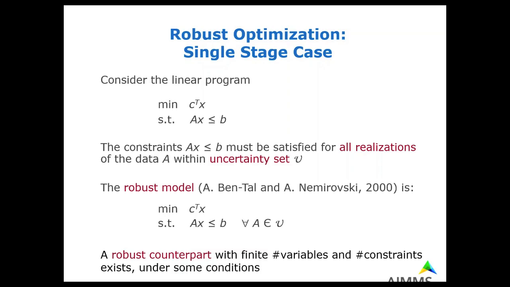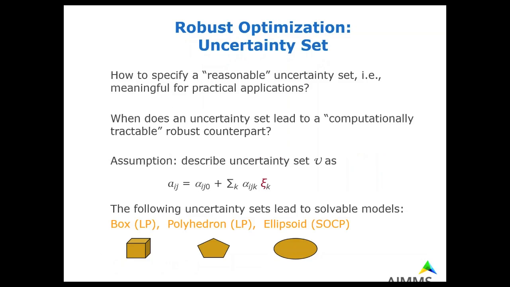And this robust counterpart is well defined in the robust optimization theory for the situations where it exists. So, coming back to the formulation, of course, there are a few questions. How to specify a reasonable uncertainty set meaningful for practical application? And when does an uncertainty set lead to computationally tractable robust counterparts?